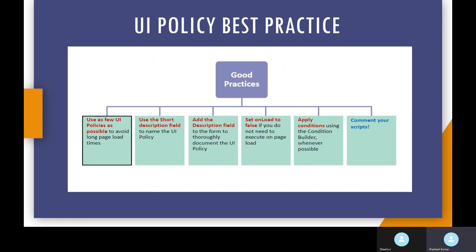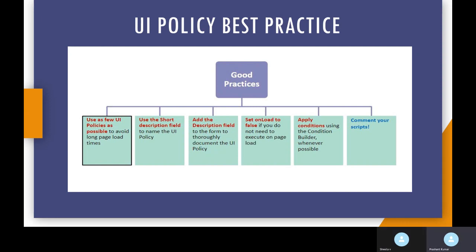All right. And if we have to define what our UI policy does, we should use the short description. In the short description, we can define the purpose of the current UI policy. And if we have to document the UI policy with more details, we can use the description field as well. Though the description field is generally not added on the UI policy configuration form, we have to add it using the form layout.